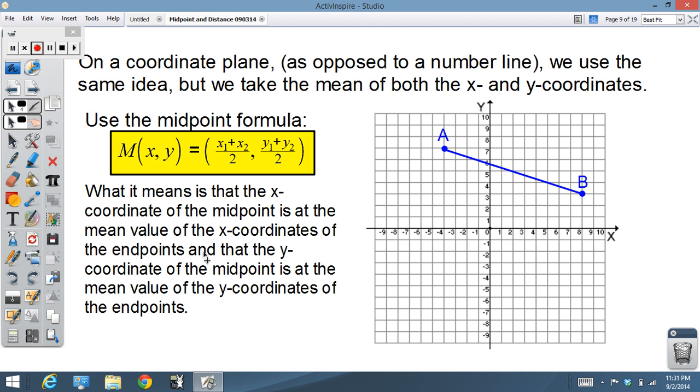Now, when you go to the coordinate plane, and of course the coordinate plane is our xy axes crossing in the middle like we have right here, as opposed to the number line, we're going to use the same idea, but we're going to take the mean of both the x coordinates and the y coordinates, and we make it look like this.